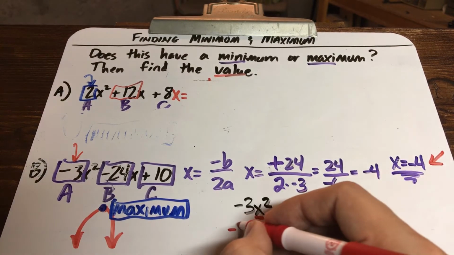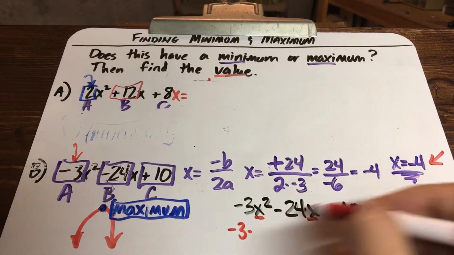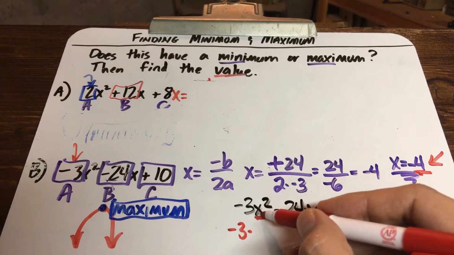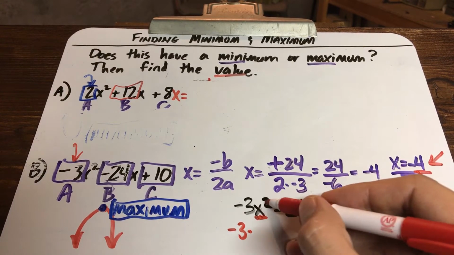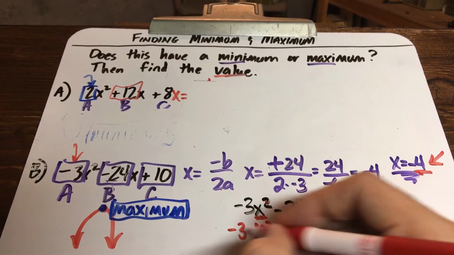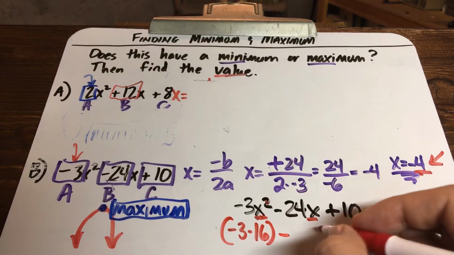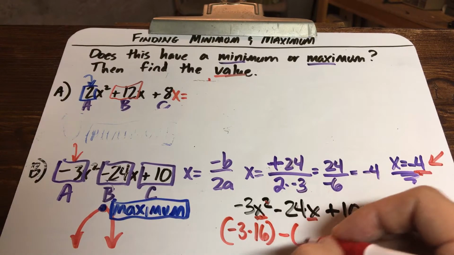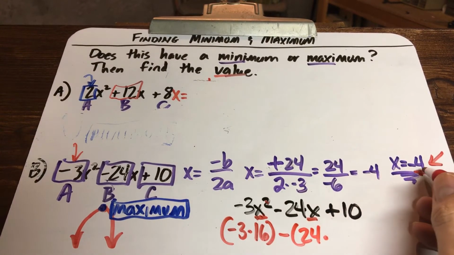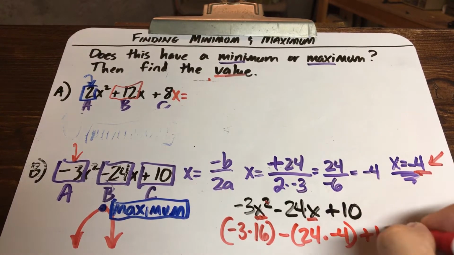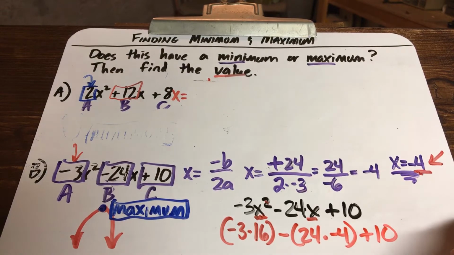So if I put negative 4 right here, I'm putting negative 4 from this answer in right here, negative 4 squared. That's negative 4 times negative 4. That's positive 16. Oh boy, this is going to be minus 24 times x. X is right here, negative 4. And then plus 10. Might need a calculator to help you on this.